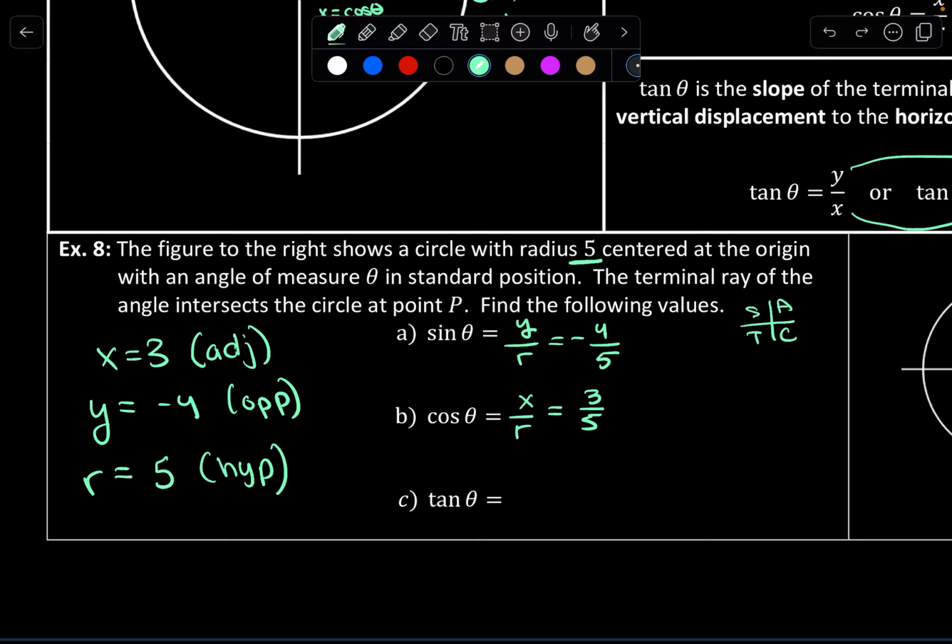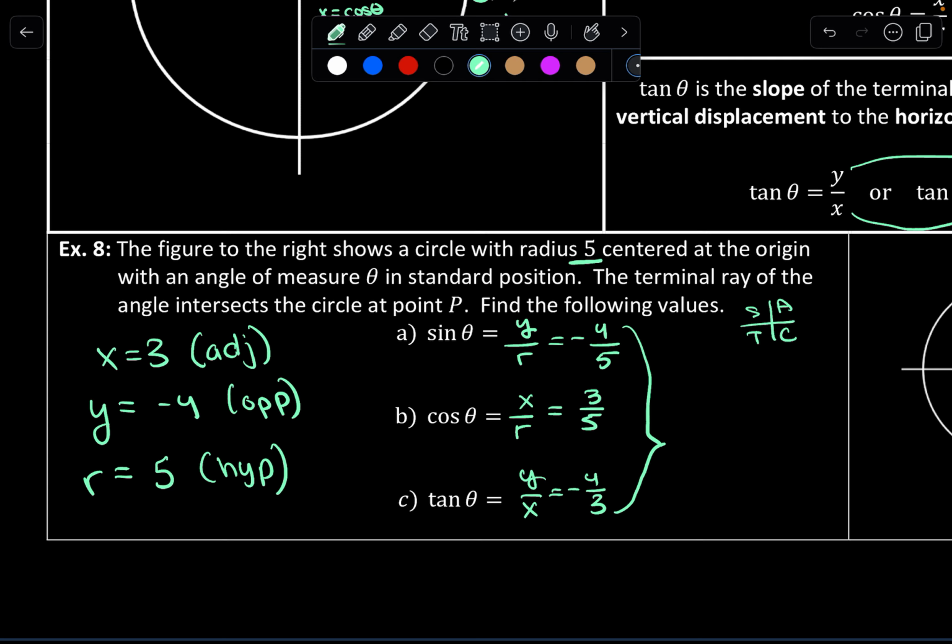So according to this, that means tangent should also be negative in quadrant 4, okay? So tangent theta will be y over x. Our y value is -4, and then our x value is 3, so we get -4/3. So it matches.